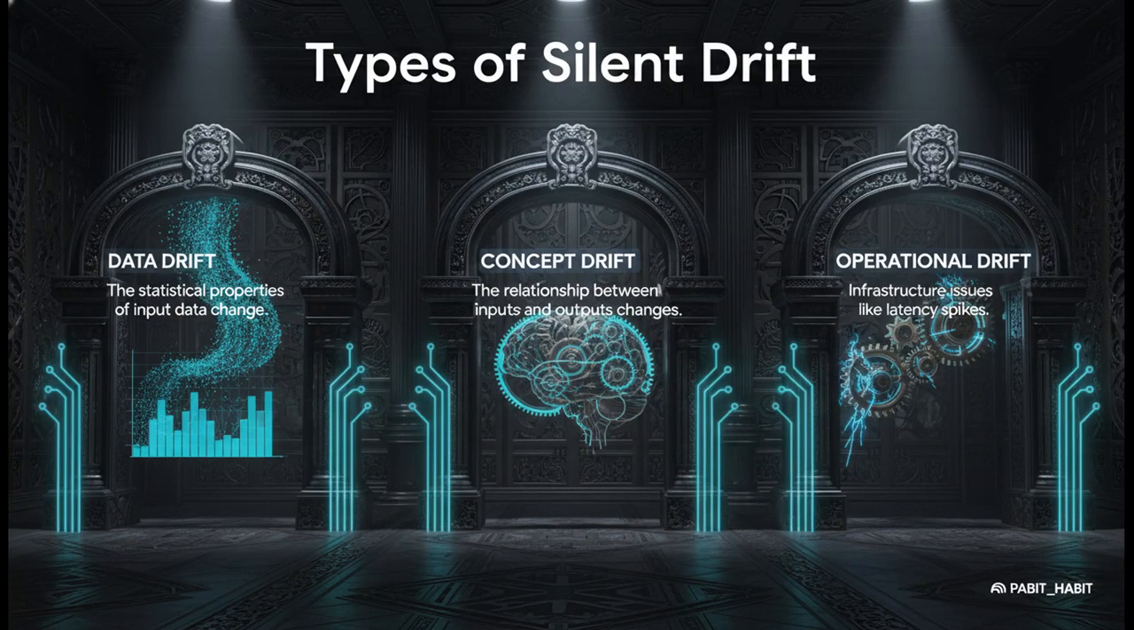First, you've got data drift. This is when your input data just doesn't look like your training data anymore. Maybe your user base gets younger, for example. Then there's concept drift, which is even trickier. This is when the very meaning of what you're trying to predict changes. Think about how customer churn might change during a recession. And finally, you have operational drift, where your own infrastructure, things like latency spikes, becomes the problem.